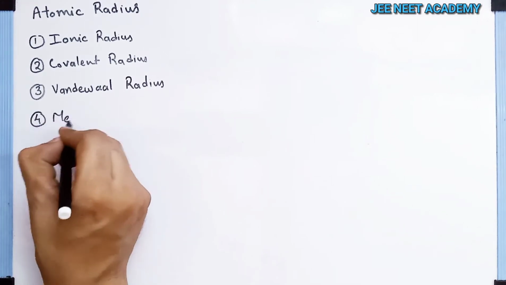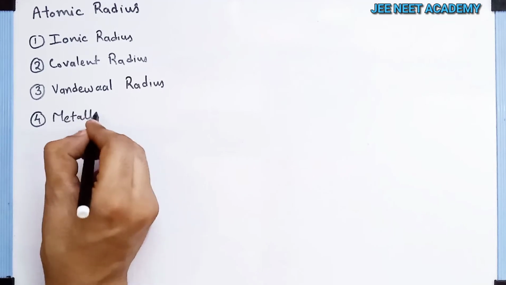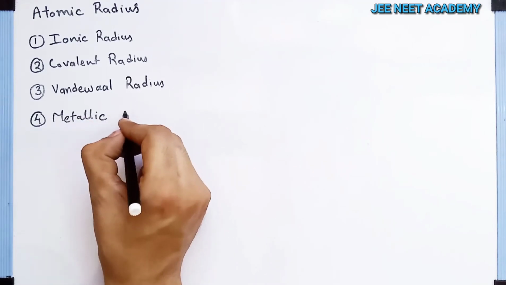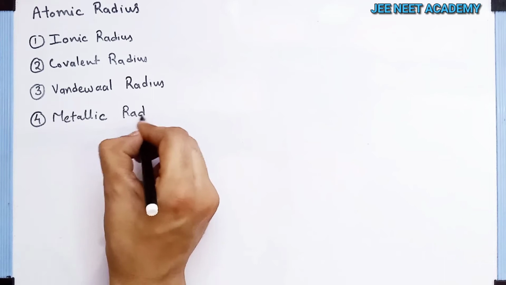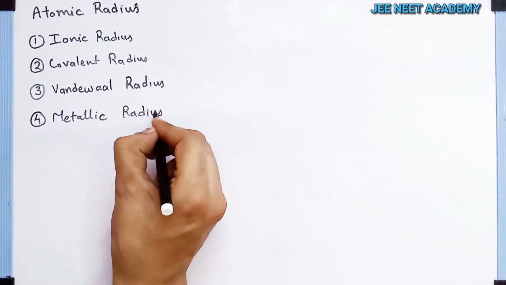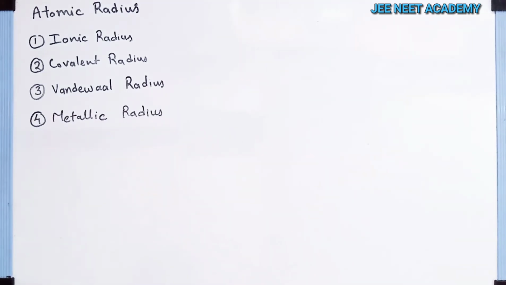In atomic radius, we have to mostly concentrate on ionic radius because the questions will be from ionic radius or covalent radius, but metallic radius and van der Waals radius don't have many concepts. So now we will start with the ionic radius.